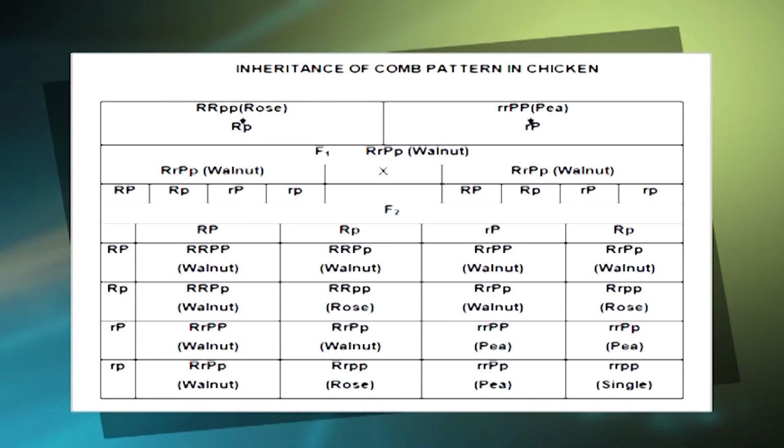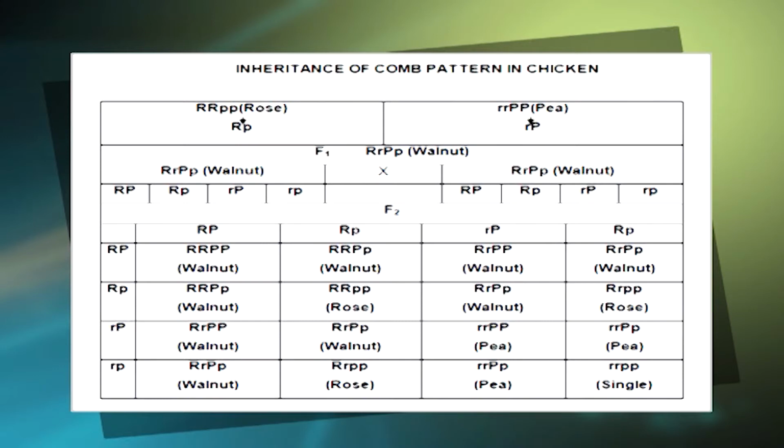A cross was performed between Rose, represented by capital R, small p, pattern bearing fowls and single, represented by small r, capital P, pattern bearing fowls. The capital R and capital P genes for Rose and P combs together produce a new phenotype, walnut, represented by capital R, capital P in the F1.